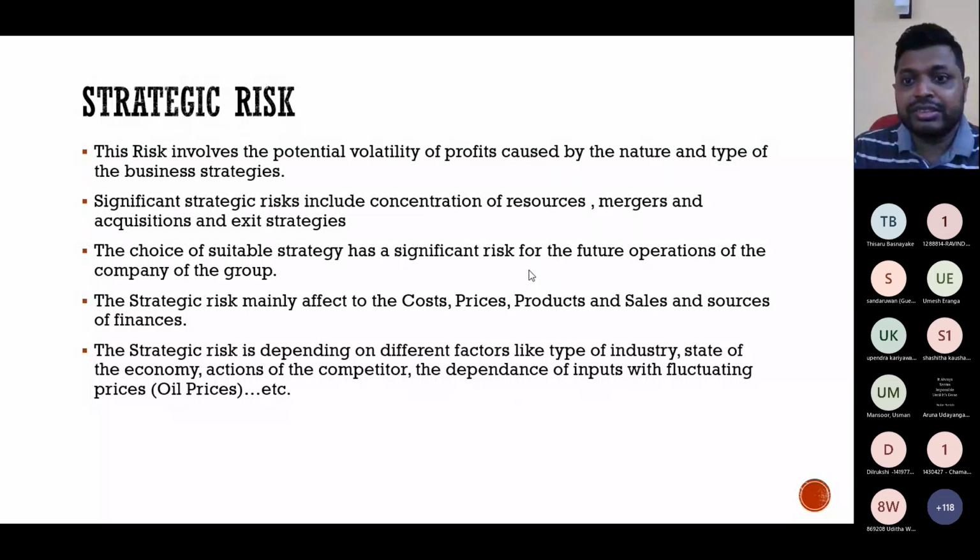Yes, there are some comments I have just seen. Can you please share the note? The assumption that cost of equity and cost of equity.